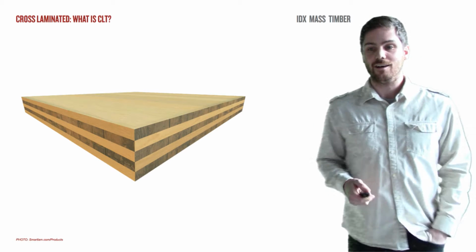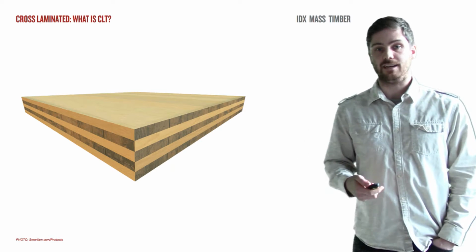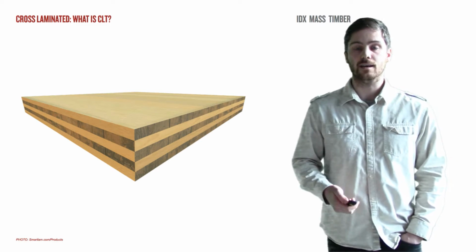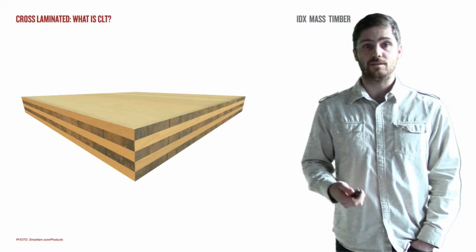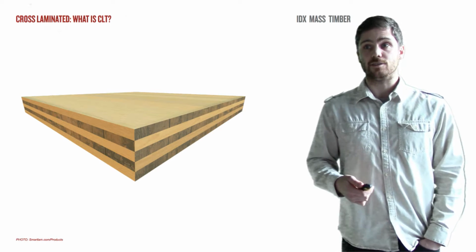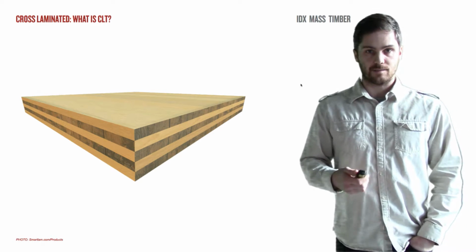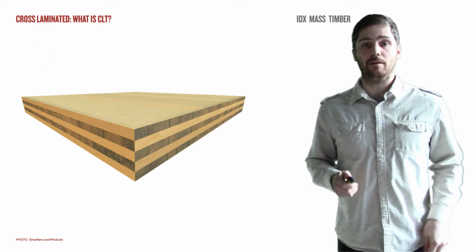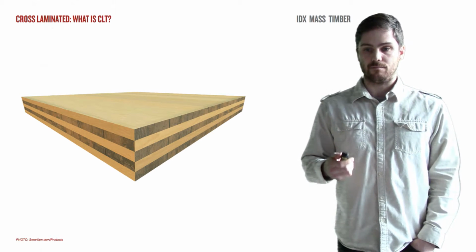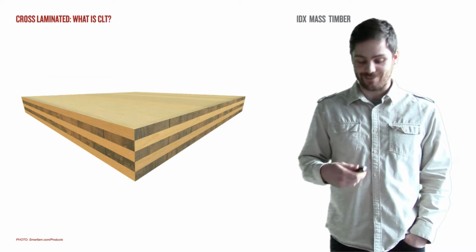There we go. All right, so over the last few months, we've been looking at a new material called cross-laminated timber, otherwise known as CLT. A CLT panel is made up of dimension lumber, 2x dimension lumber, whether that be 2x4s, 2x6s, or 2x8s. This dimension lumber is laid flat, and each layer above it is orthogonal to the one below.